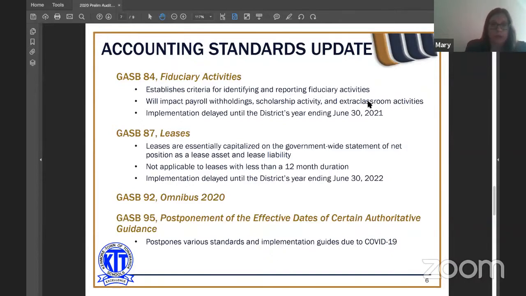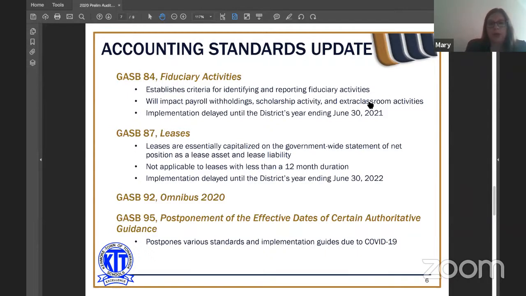Then there's another one, GASB 87 for leases, and this is taking a look at any leases that you might have, as long as they're material, that are for a length of time over 12 months. And it's basically capitalizing them on a government-wide basis. This also was delayed. It was supposed to be implemented next year. Now it's implemented in 2022. This would affect for the district any leases that you probably have with BOCES. We need to take a look at those and see how that affects it.